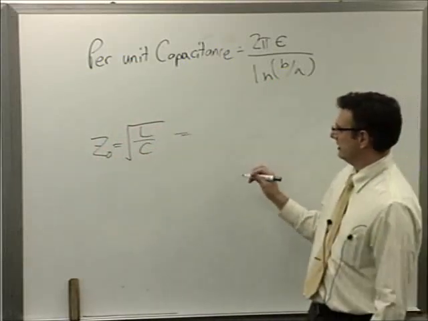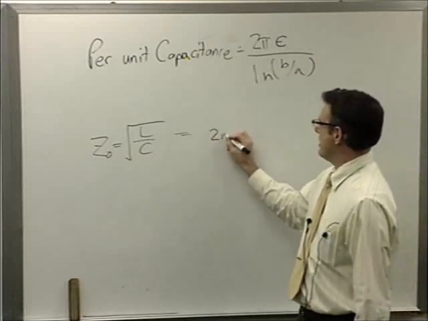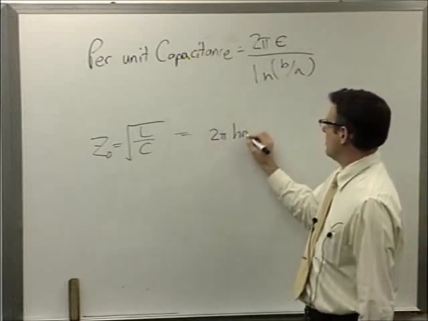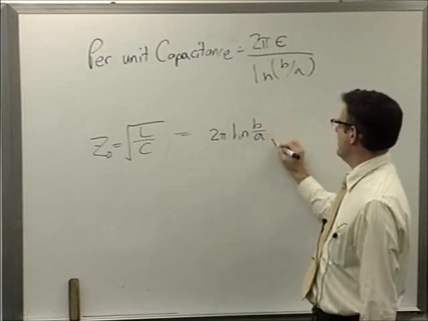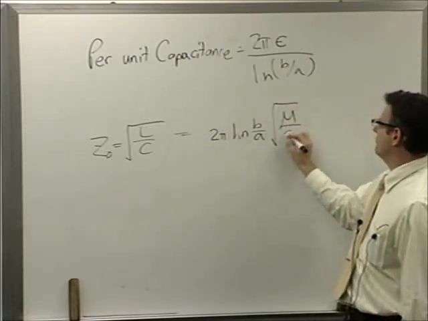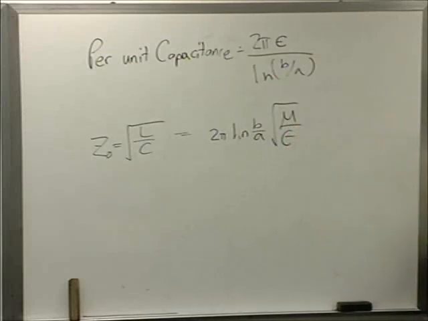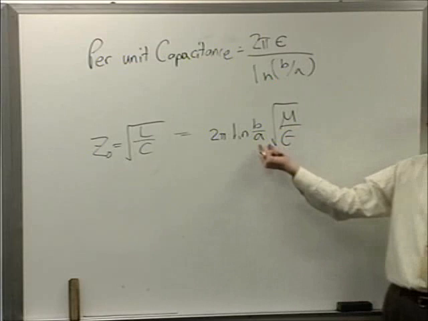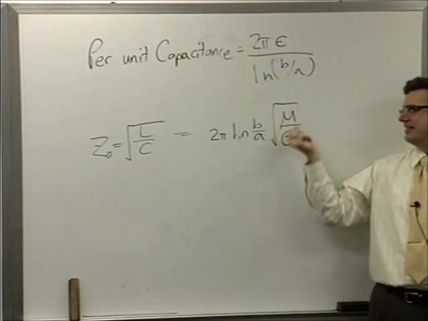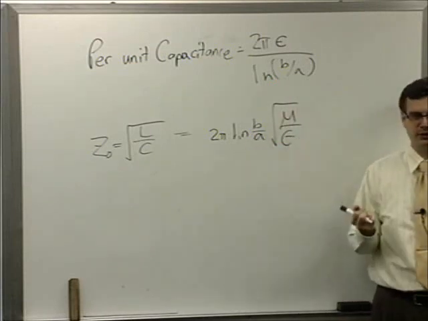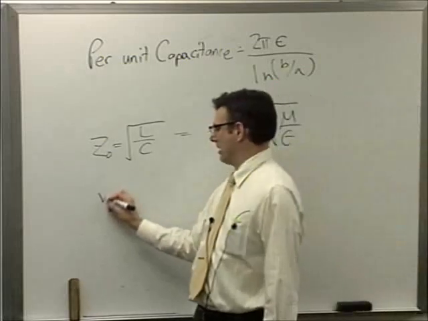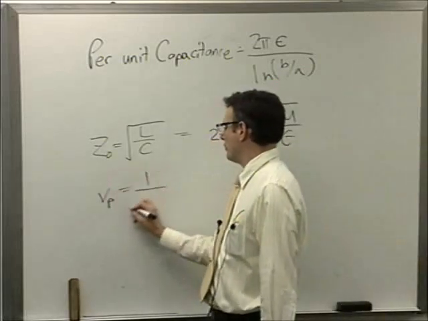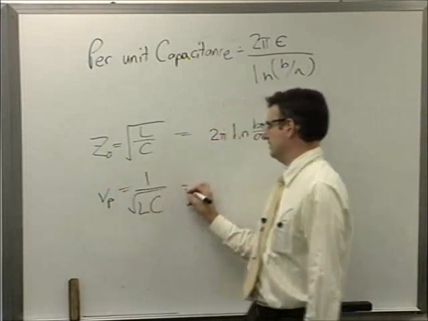Does this check out? Yeah, it does. Look, we get 1 over 2 pi, log b over a, the square root of mu over epsilon. We can control the intrinsic impedance by controlling the dimensions of the capacitor and the dielectric properties of the stuff we fill it with. The velocity of propagation was 1 over the square root of LC.